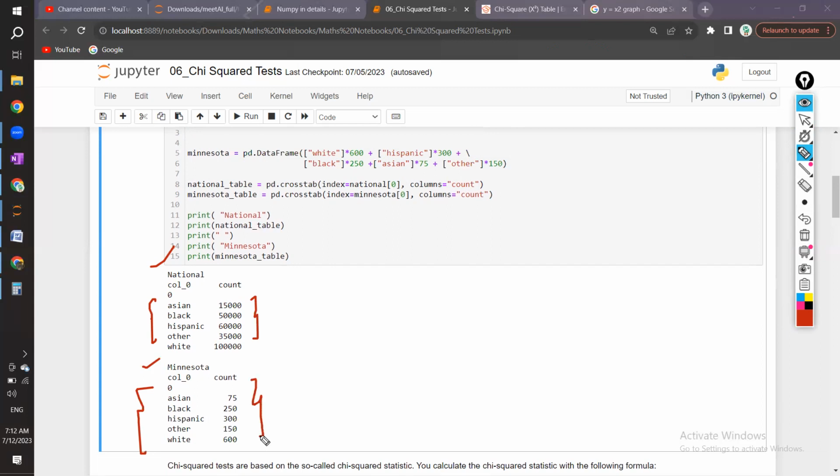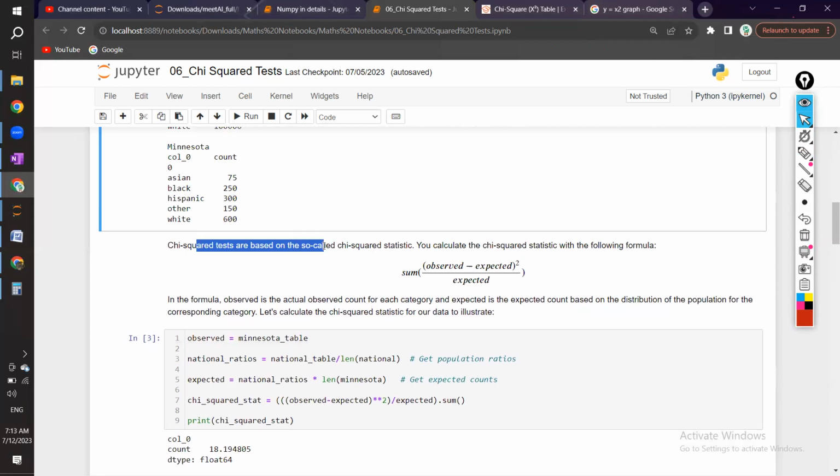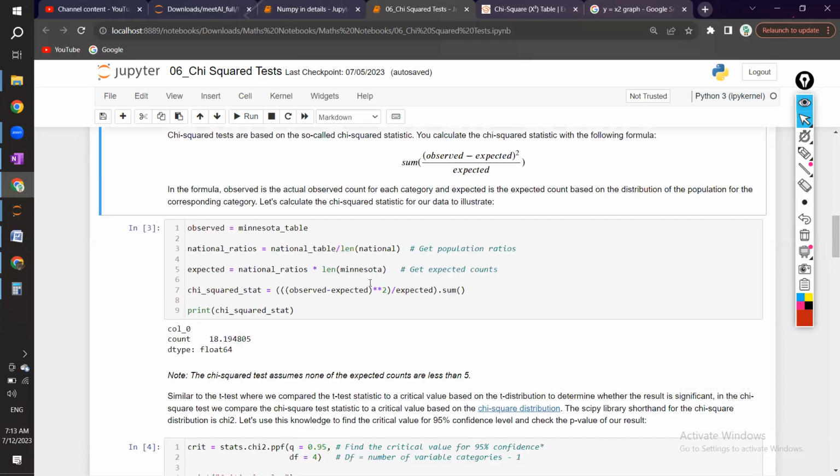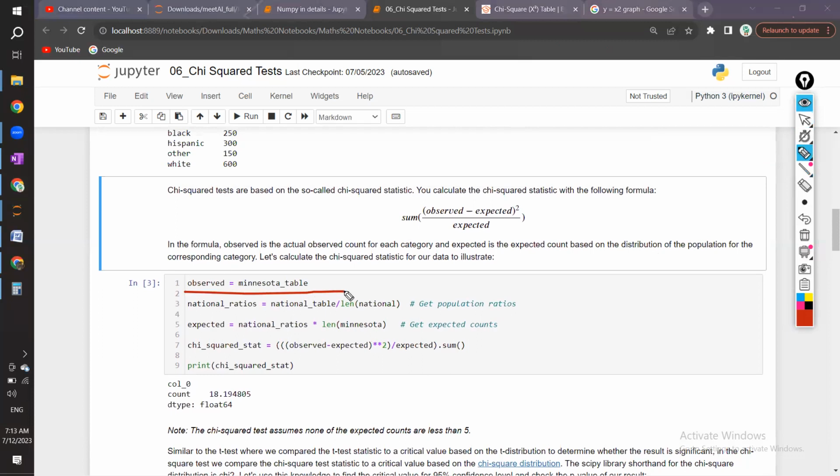Now the chi-square tests are based on something called the chi-square statistic: observed minus expected whole square by expected. Observed values are our Minnesota table, because we are observing a small sample, whether it is a school, a church, or a small state. But what is expected? The overall population, the national, is the expected value.